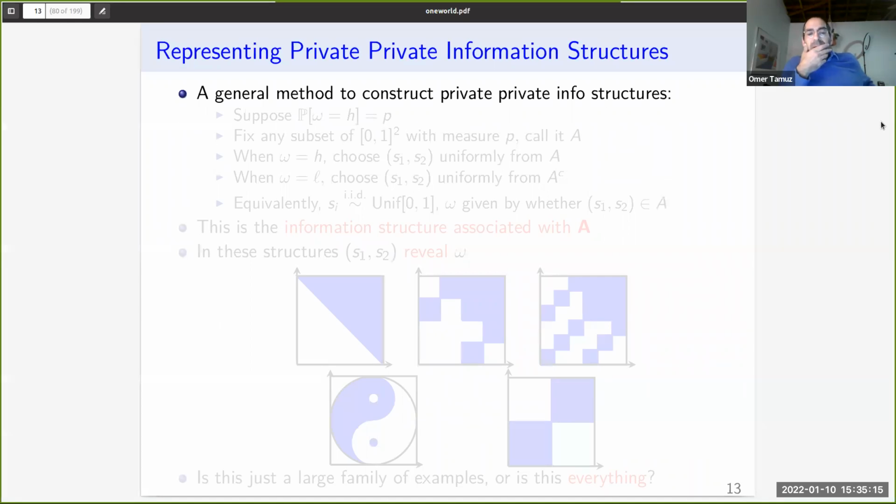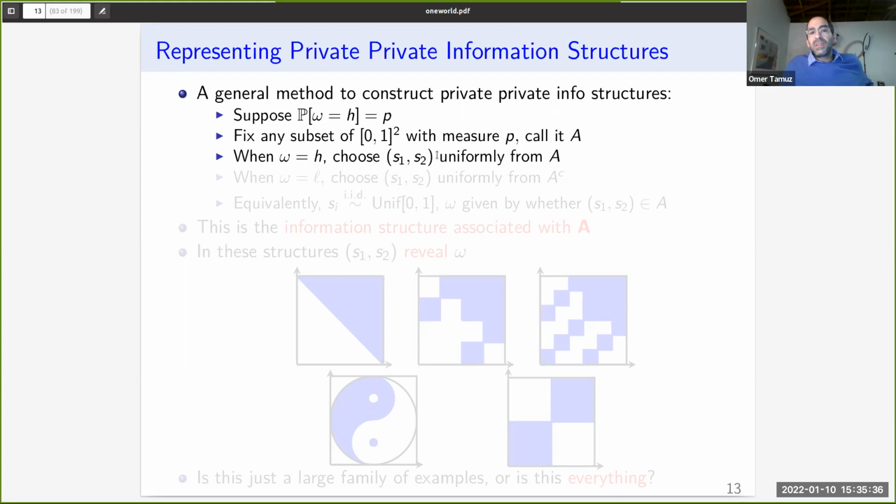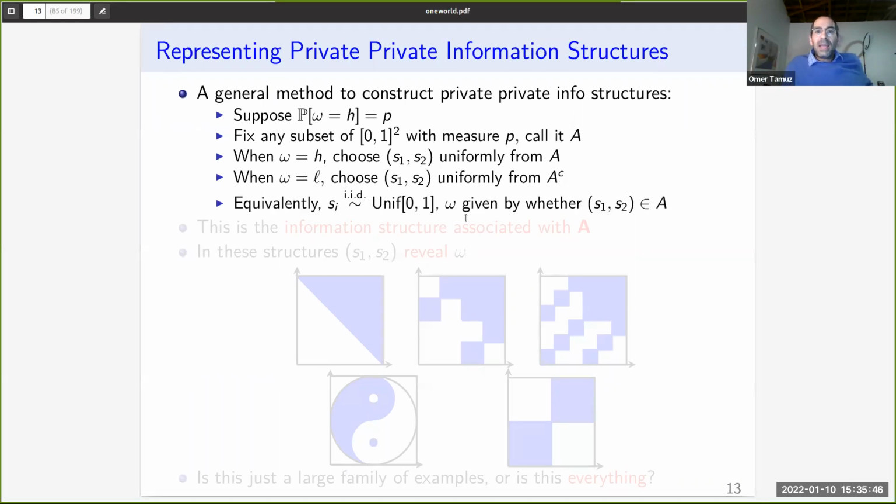Okay, so in all the examples we had so far, we constructed private-private information structures the following way. We fixed some prior for the state. We fixed some subset whose measure is P. In all our examples, P was 1/2, and let's call that A. When omega is high, we chose S1, S2 uniformly from A. When omega is low, we chose S1, S2 uniformly from the complement of A, the complement inside the unit square. Equivalently, we choose these Si IID uniformly on 0, 1, and omega is given by whether S1, S2 is inside the set A. We're going to say that this is the information structure associated with the set A.